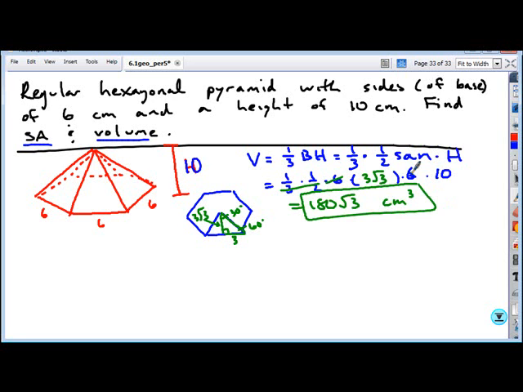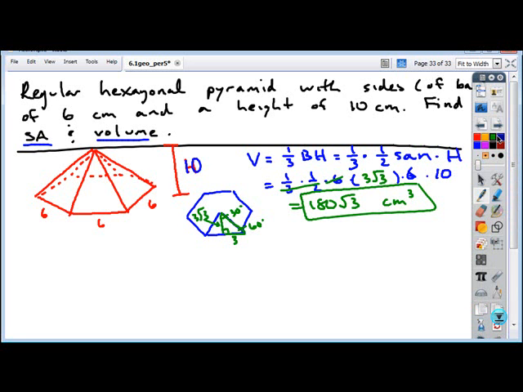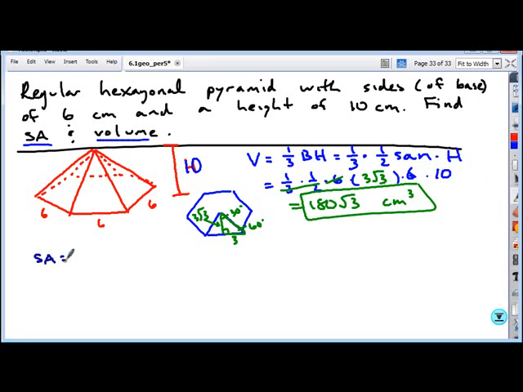All right, so that one's straightforward. Again, you can convert it into decimals if you need to. The surface area is a little more challenging, although the equation for this is real straightforward.